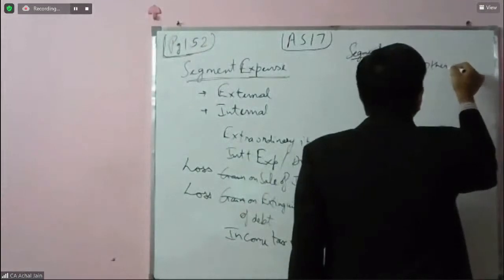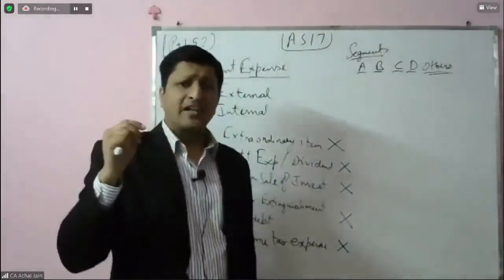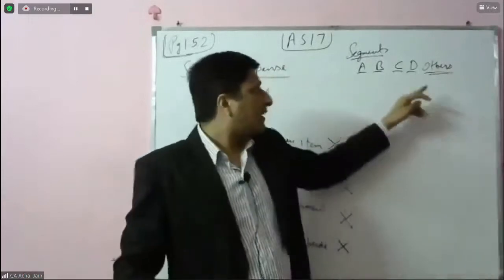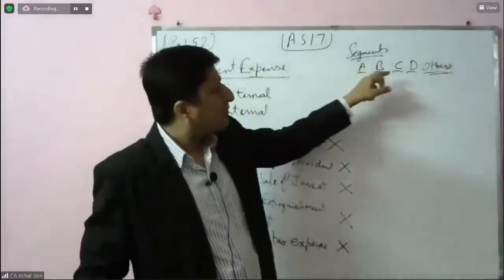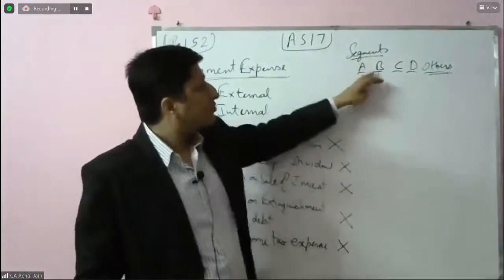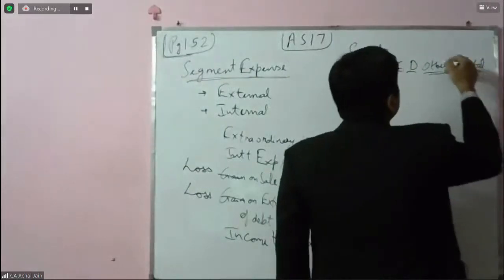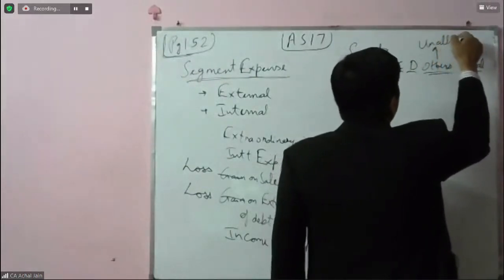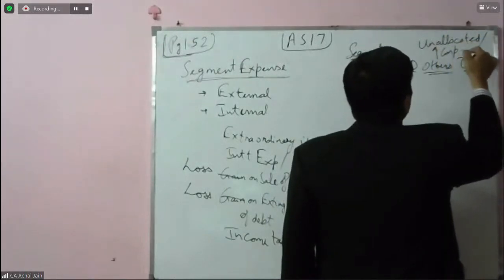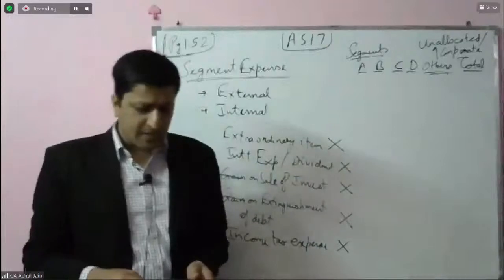Others. Others means which doesn't belong to the segment. Others doesn't mean it indicates all other segments which are not reported. Those will come over here. But others also mean some part of these segments or some part of the company as a whole, which is not allocable to any of these segments. And then comes the total. This others is also at times called as unallocated or corporate. Yeah, sometimes you see these names.